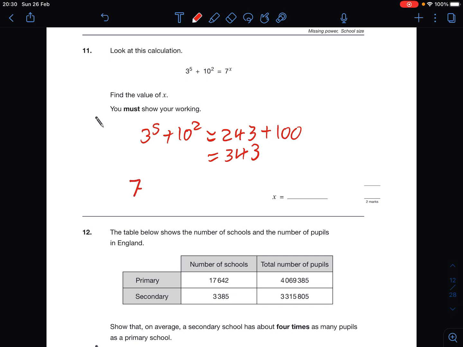And now you're doing 7 to the power of what gets you 343. At this point, you can just try numbers. 7 cubed gets you 343. So therefore, x, the power, the number at the top, was 3.